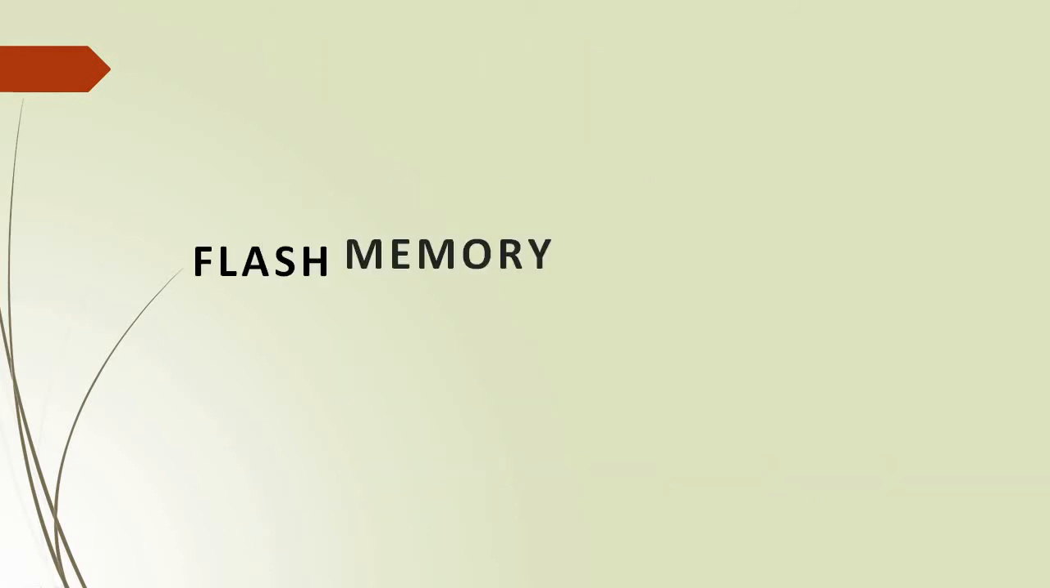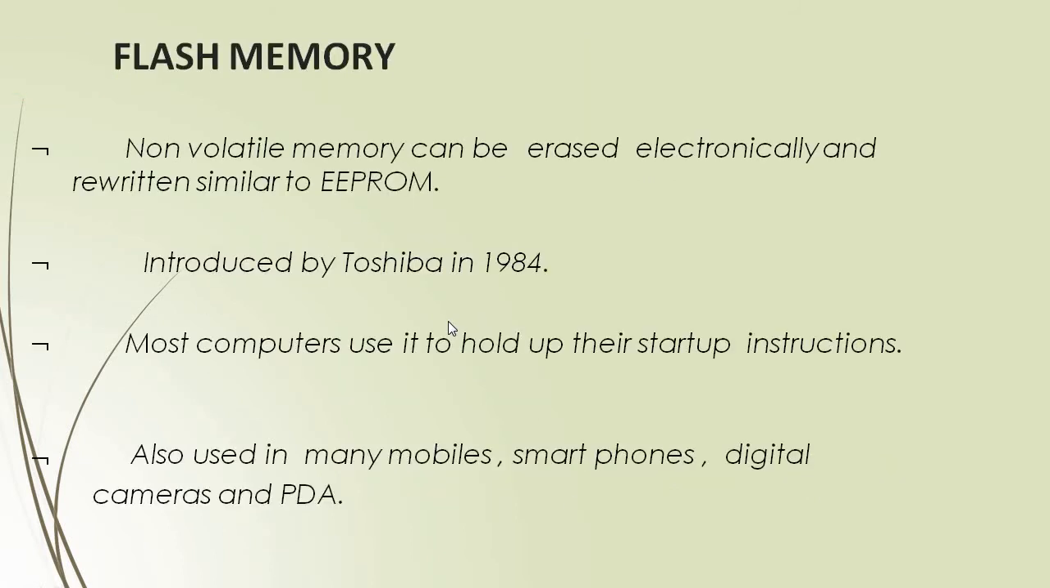Now next is the flash memory. What is flash memory? It is a non-volatile memory that can be erased electronically and rewritten, similar to EEPROM. It was introduced by Toshiba in 1984. So Toshiba designed it in 1984, when they introduced the new memory called flash memory.